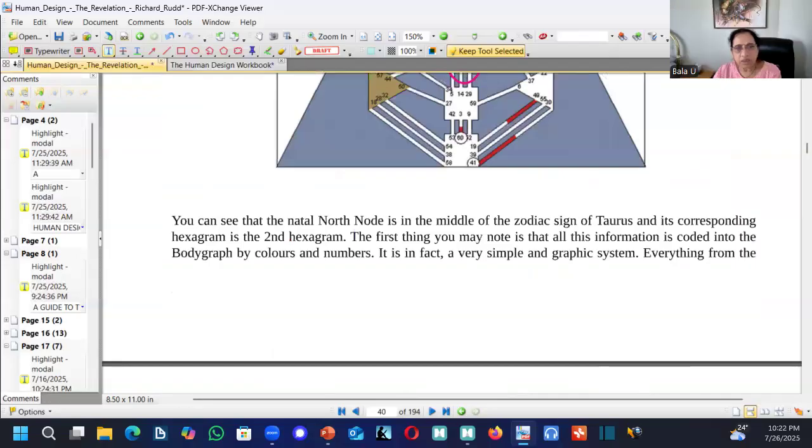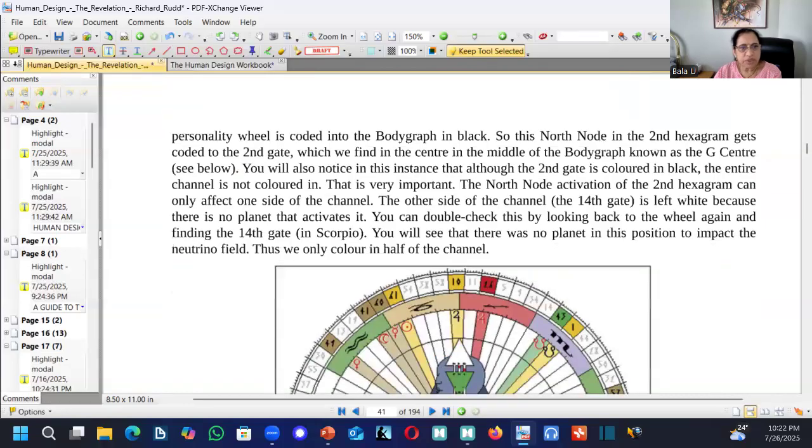Yeah, you can see that the natal north node is in the middle of the zodiac sign of Taurus, and its corresponding hexagram is the second hexagram. The first thing you may note is that all this information is coded into the body graph by colors and numbers. It is in fact a very simple and graphic system. Everything from the personality wheel is coded into the body graph in black. So this north node in the second hexagram gets coded to the second gate, which we find in the center in the middle of the body graph known as the G center.